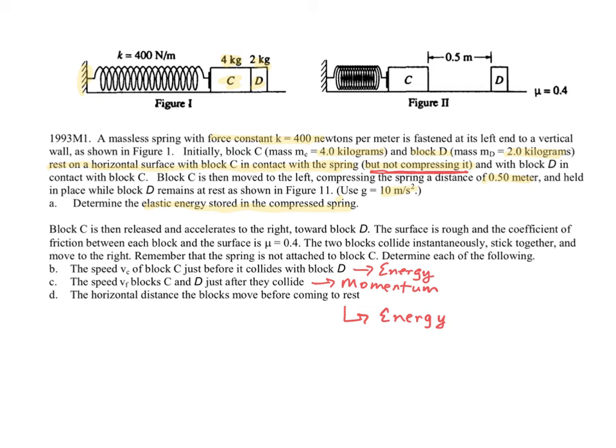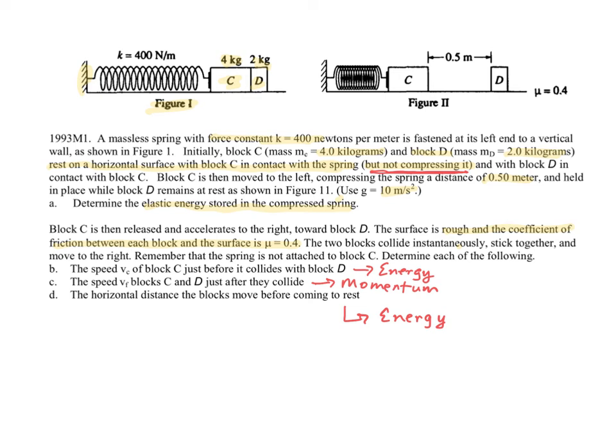Down here it says block C is then released and it accelerates to the right toward block D. The surface is rough and the coefficient of friction between each block is 0.4. So you know you've got friction present. The two blocks collide instantaneously, stick together, and move to the right. So the blocks hit each other and then move together. That sounds like a momentum problem. Remember that the spring is not attached to block C, so once block C gets back to this position in figure 1, the spring is not attached to it anymore. So it's not in contact with the spring, and there's no spring energy in the system.